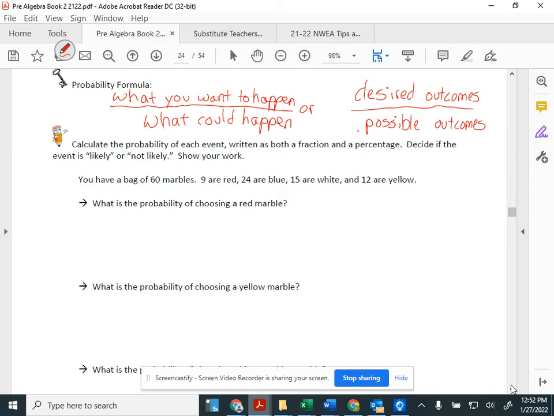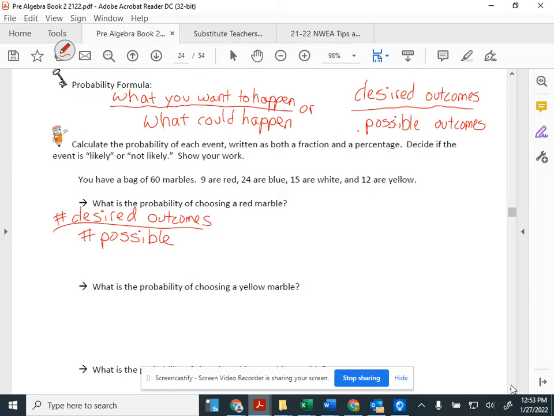So let's look at our bag of marbles. 9 are red, 24 are blue, 15 are white, and 12 are yellow. What is the probability of choosing a red marble? So remember, we want our number of desired outcomes over the number possible. So what is my fraction going to be?